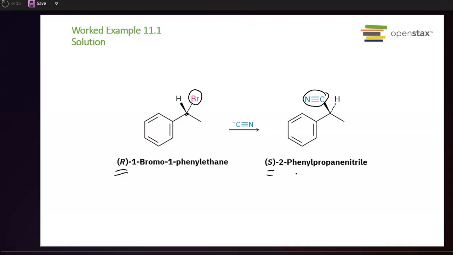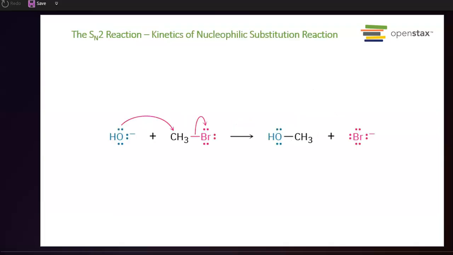So we started with an R compound, and now we end up with an S product. Okay? So let's look into details of the kinds of substitution reactions. In every chemical reaction, there is always a direct relationship between the rate at which the reaction occurs and the concentration of the reactants. When we measure this relationship, we measure what is called the kinetics of the reaction.